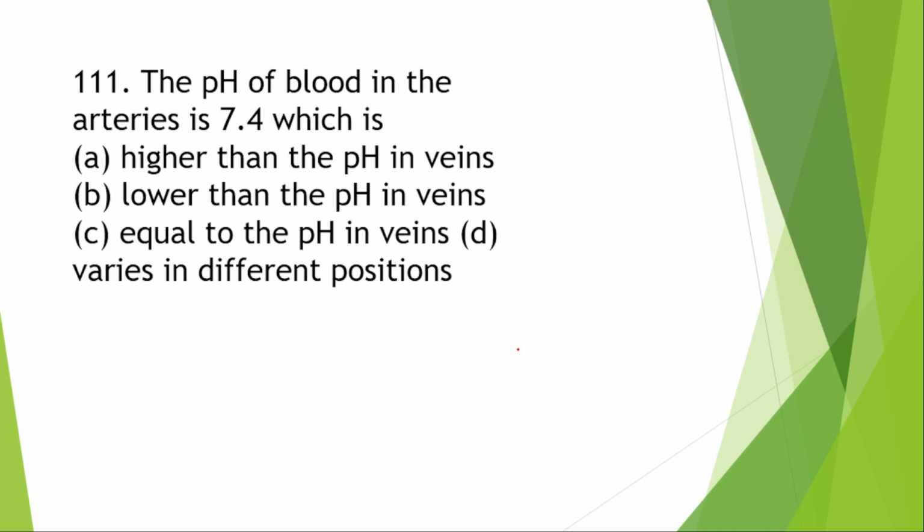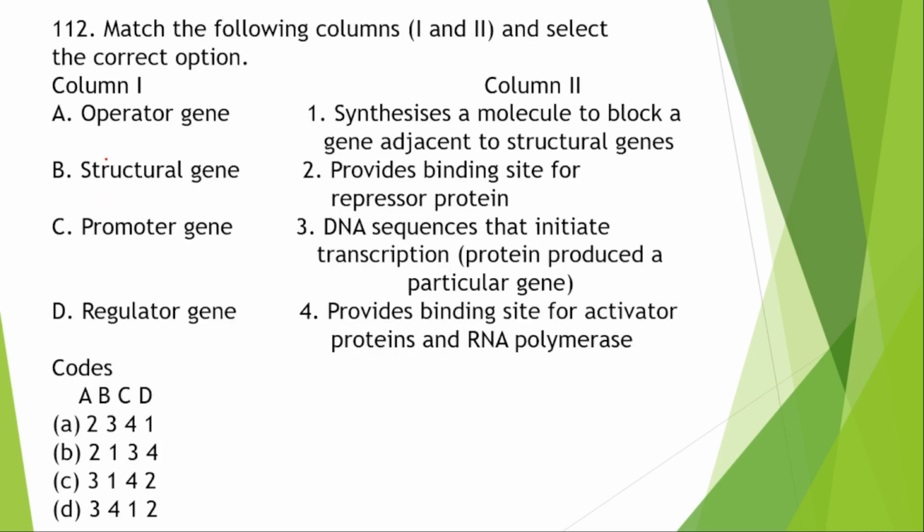111. The pH of the blood in the arteries is 7.4, which is higher than the pH in the veins, lower than the pH in the veins, equal to the pH in the veins, or varies in different positions. So it is actually higher than the pH in the veins. So option A is right. The pH of arterial blood is approximately 7.4, while the pH of venous blood is slightly lower, 7.35.